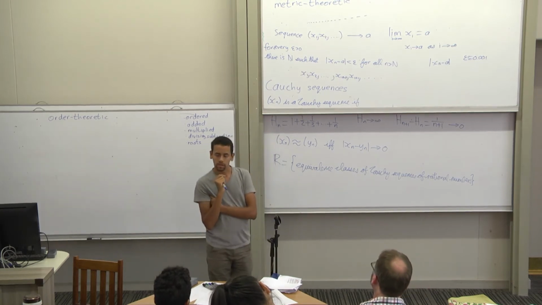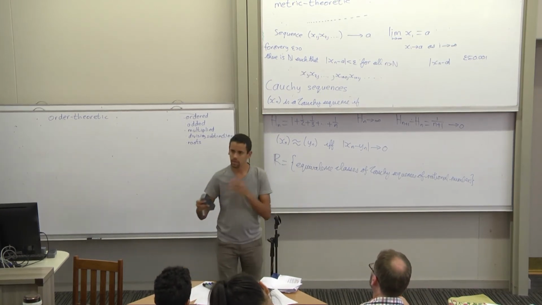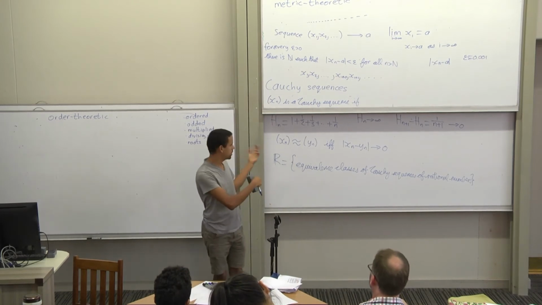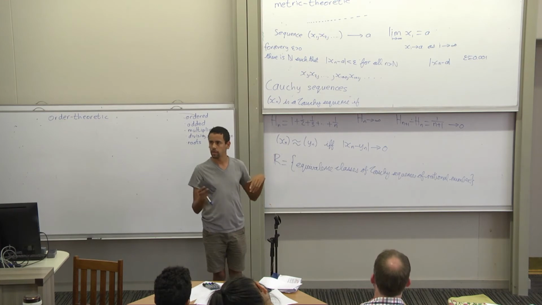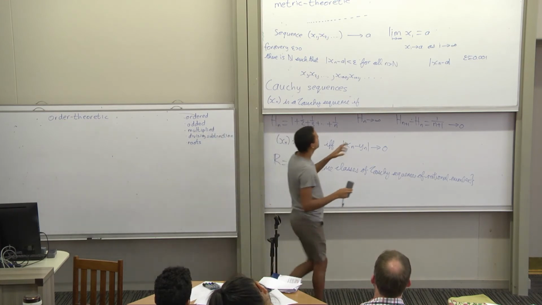Yeah. So I'll do 2 examples. I'll do the golden ratio, what a particular Cauchy sequence going towards the golden ratio would look like, and one that goes towards e.